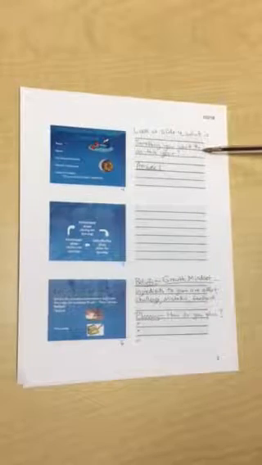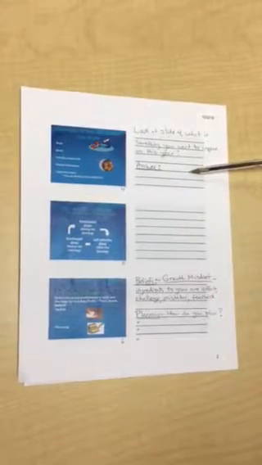Take 30 seconds right now. What is something you want to improve on this year? And write down your answer.